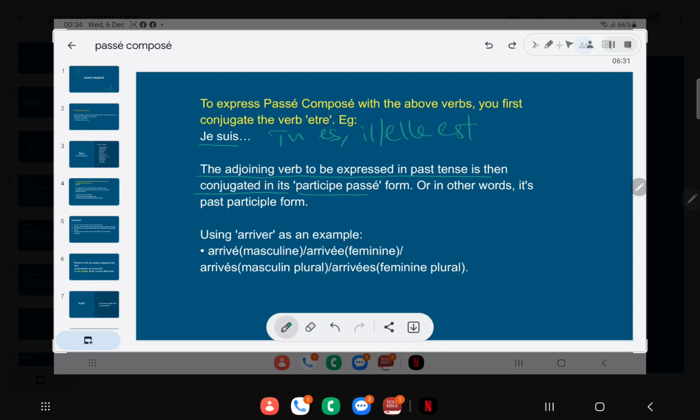So, using arriver as an example, this is the past participle form of the verb arriver, that is to arrive. This is the past participle form.